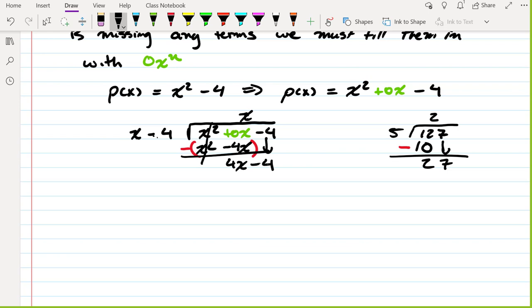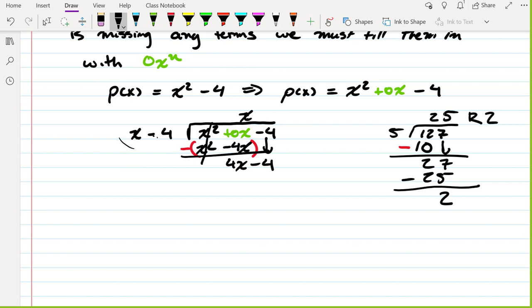So 5 goes into 27 5 times. 5 times 5 is 25. We subtract, we get 2, and then finally 5 doesn't go into 2, so we just say we have a remainder 2. So now back to our polynomial long division.